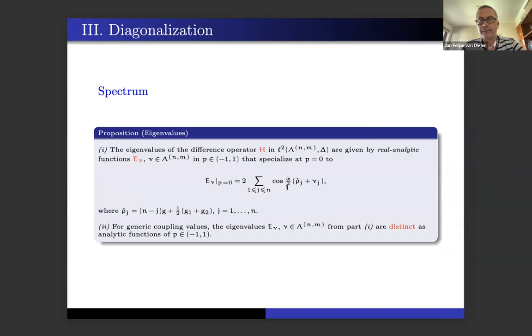And that means that since everything is analytic in p, the eigenvalues for general p, as analytic functions of p, must be distinct. So the eigenvalues are simple in this sense. The eigenvalues, which are analytic functions of the deformation parameter p, are distinct as analytic functions of p for generic coupling parameters. So that's nice. From the p equal to zero limit, we can see that. Well, to say more about the eigenvalues seems kind of non-trivial. So we'll leave it at that and concentrate from now on the eigenfunctions.